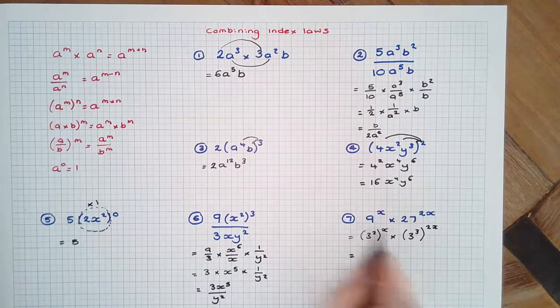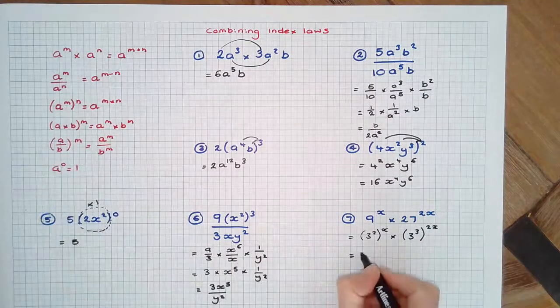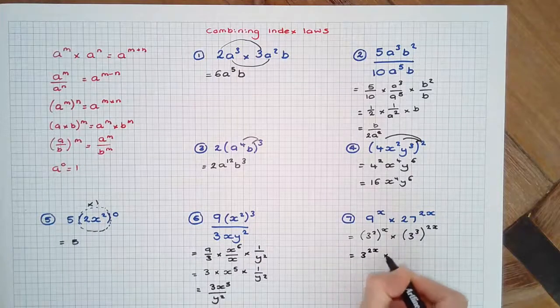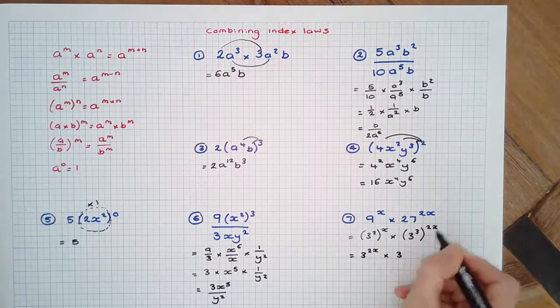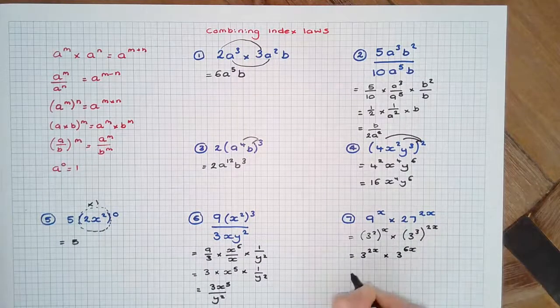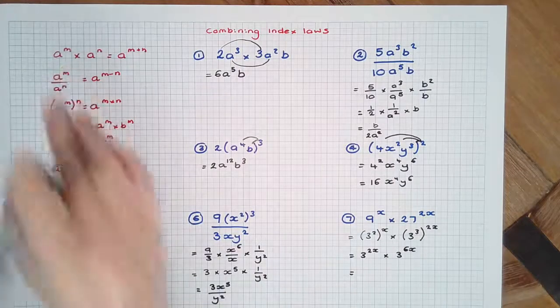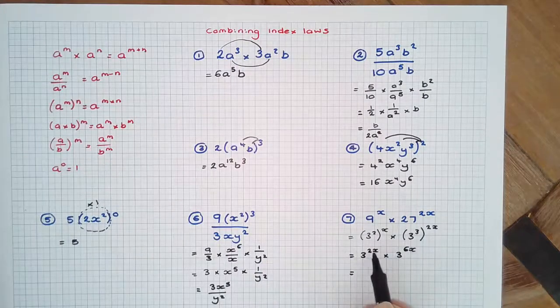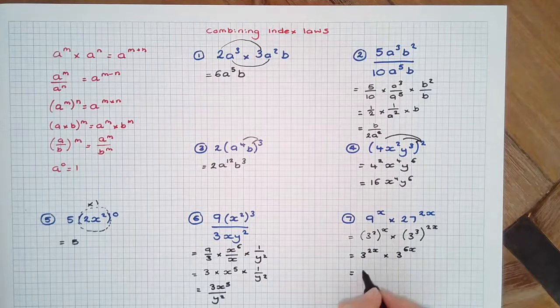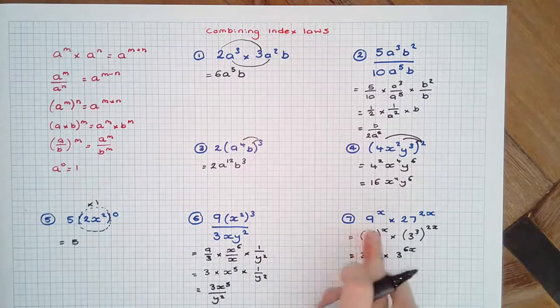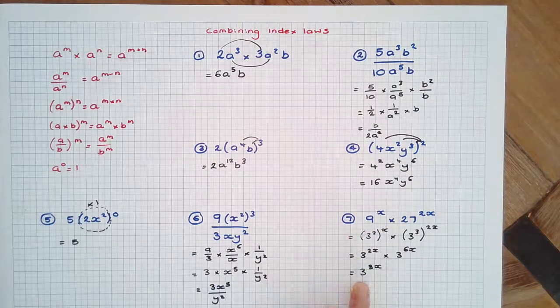Using our power of a power rule, 3 to the power of 2x times 3 to the power of 3 times 2x, here is 6x. Now using our multiplication rule, multiplying numbers with the same base, we add the powers. That is 3 to the power of 2x plus 6x, which is 8x. And we've simplified, expressing our final answer as a single power.